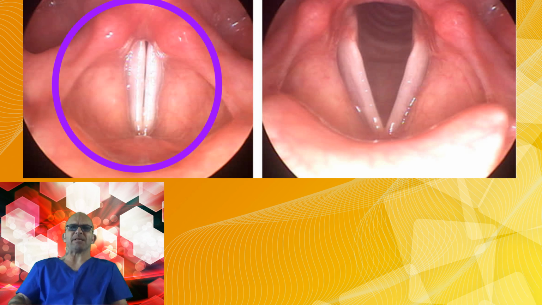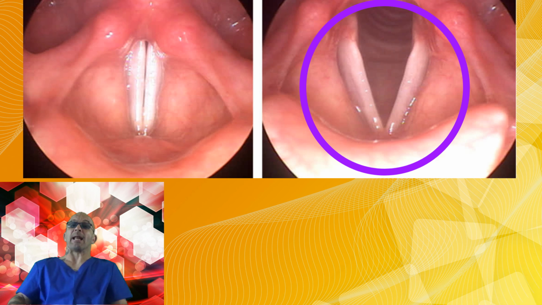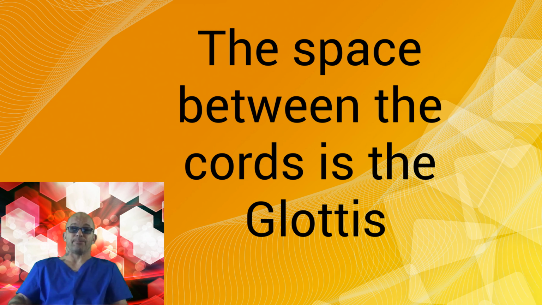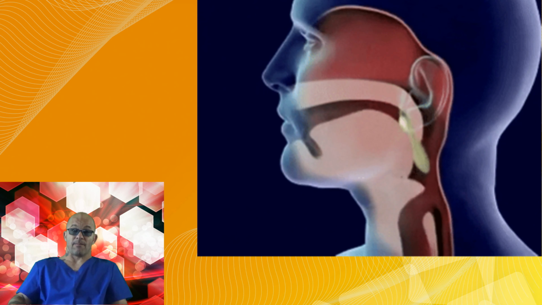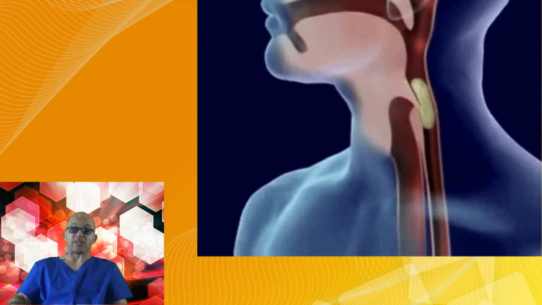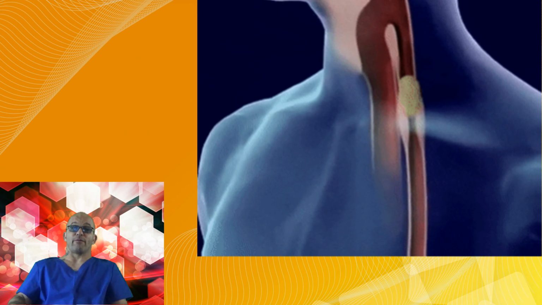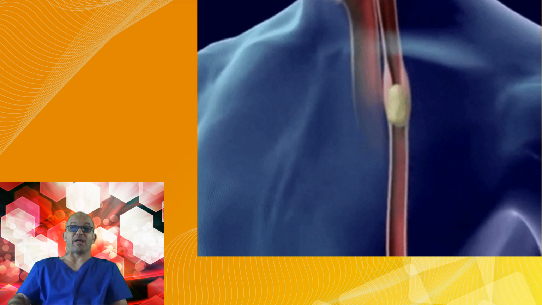A high-pitched sound can be caused by tension on the cords, and a low-pitched sound is created when the cords are relaxed. The space between the vocal cords is the glottis and the opening into the larynx. This is covered by the epiglottis. The epiglottis closes during swallowing to prevent food from entering the trachea.